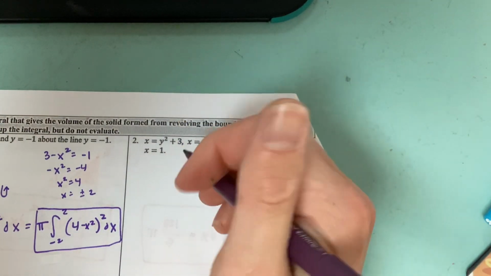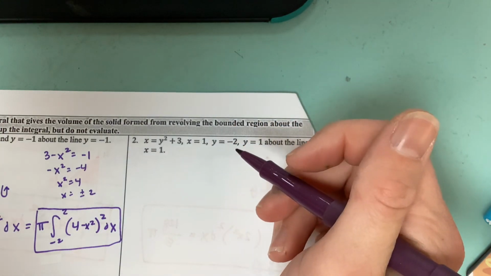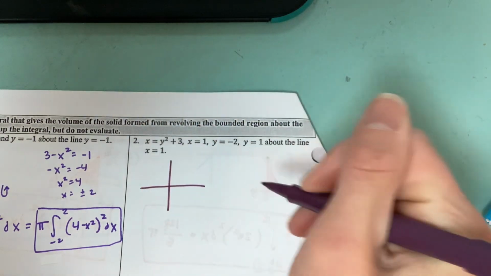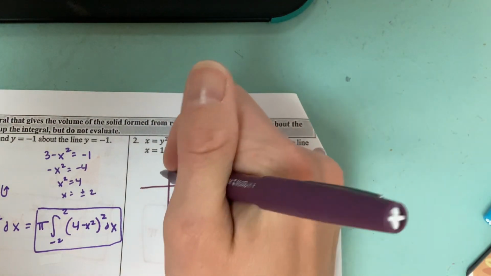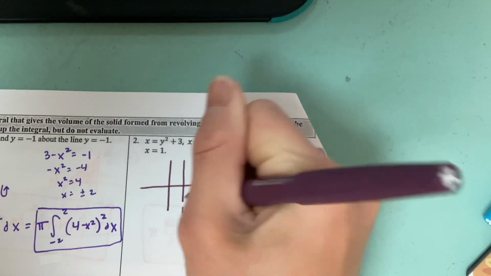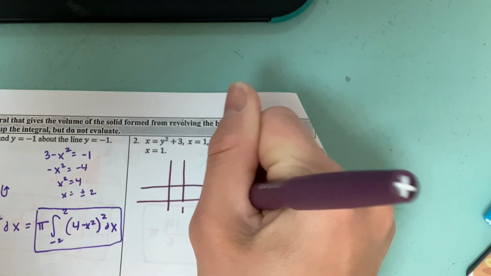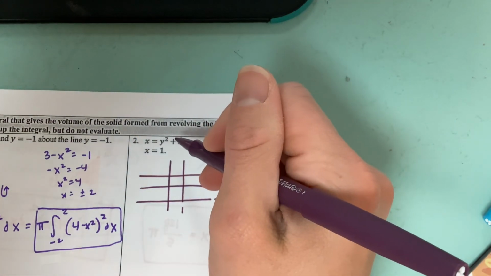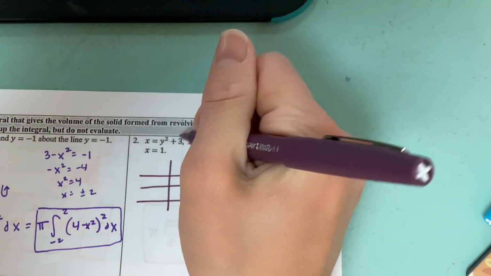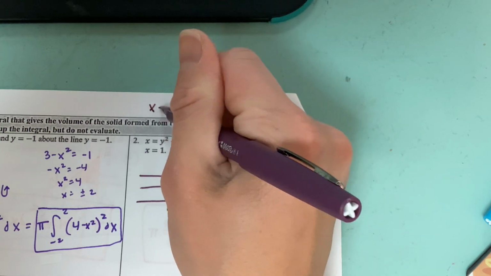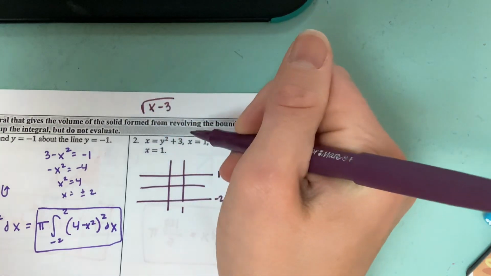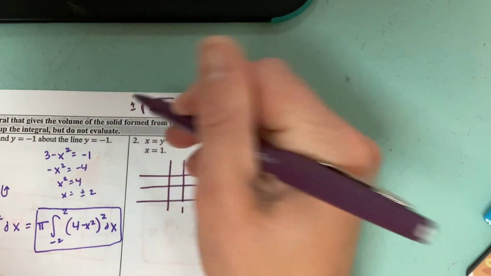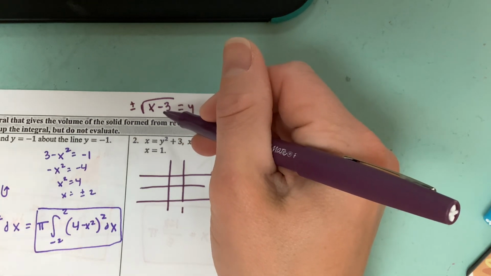All right, number 2, x equals y squared plus 3, and x equals 1. All right, let's see, x equals 1 is right here, I know that. Y equals -2 is right here, and y equals 1 is right here. Now, y squared plus 3, if it helps, especially if you didn't have a calculator to solve this for y, so -3 and then square root, you can kind of see more about what the transformations are going to be like. And remember, when you square root, you have to plus minus.